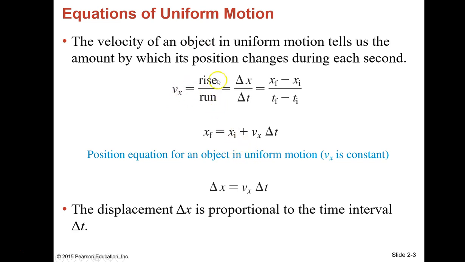We can take the rise over run, xf minus xi, position final minus position initial, divided by the change in time, and you can rearrange it to get this. Sometimes you will see d's or x's. Looking at this equation, we can say that the change in position is velocity times change in time. Again, the displacement is proportional to the time interval.